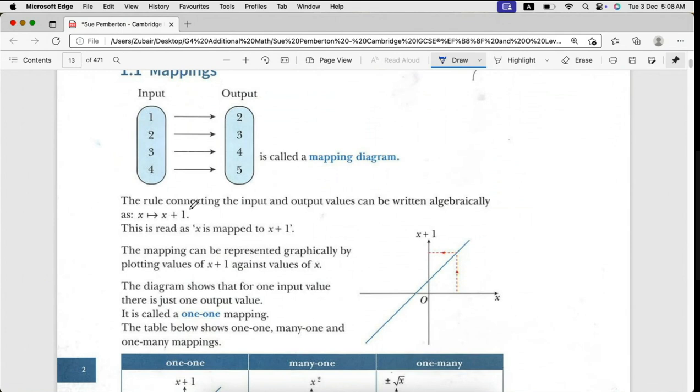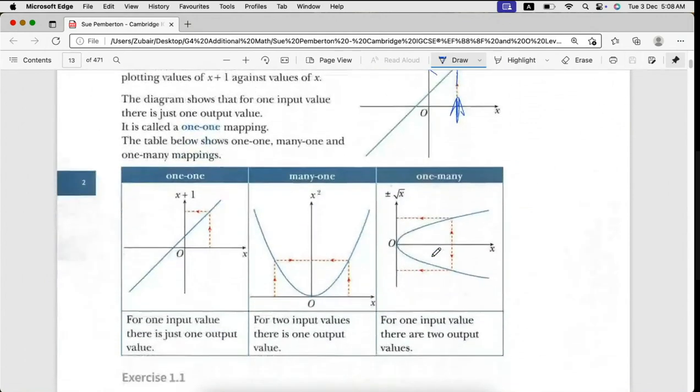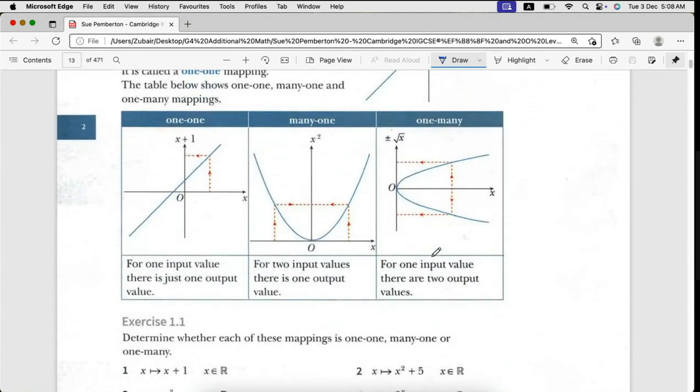And this is a one-to-one function because one value of x is giving one value of y. So one input gives us one output. Now, what do one-to-one and many-to-one mean? If you're talking about one-to-one, one value of x will give us one value of y no matter how many times we substitute it. Second is many-to-one.